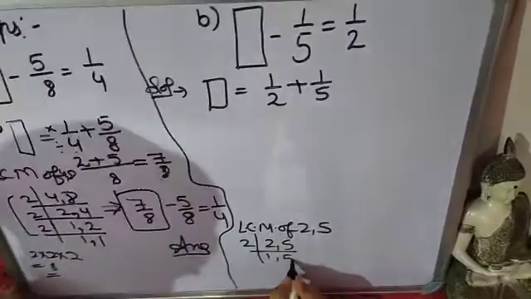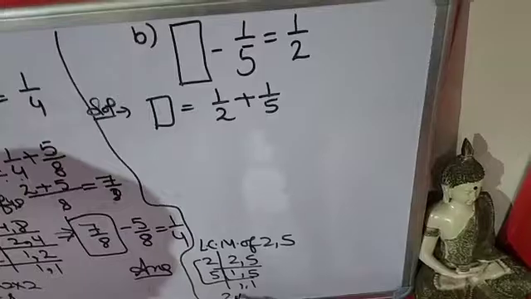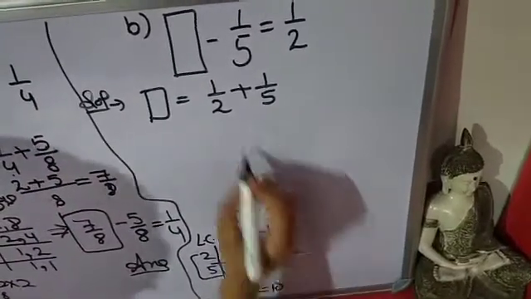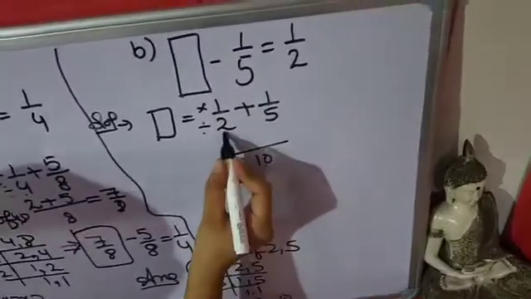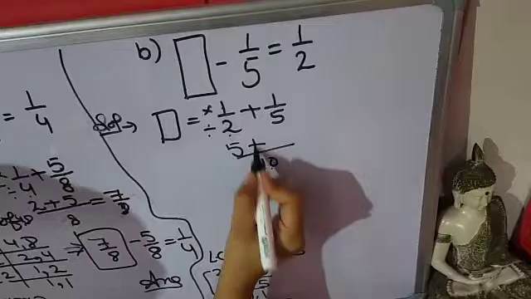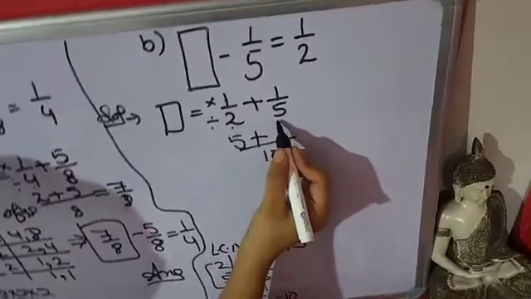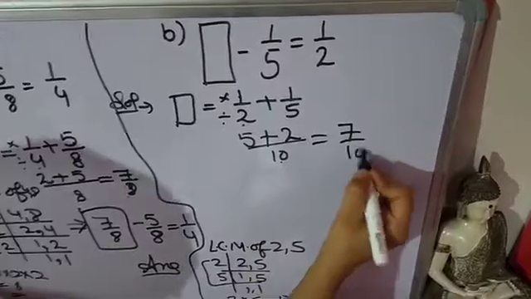2 ones are 2, 5 ones are 5. Multiply it, 2 fives are 10. So here LCM is 10. Divide, multiply. 10 divided by 2 is 5, 5 ones are 5, plus 10 divided by 5 is 2, 2 ones are 2. Add it, 7 upon 10 will be the answer.